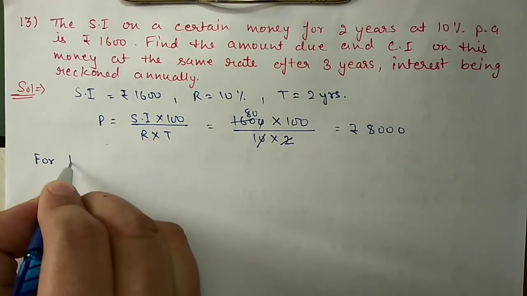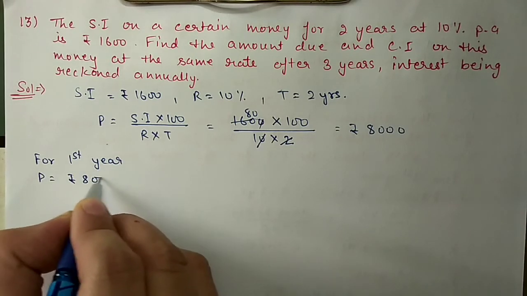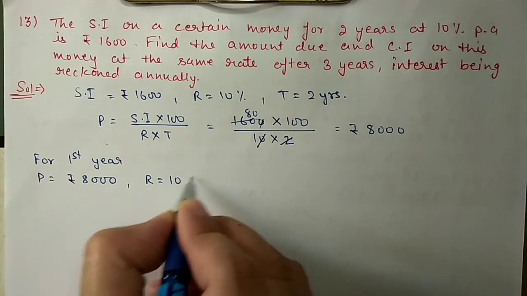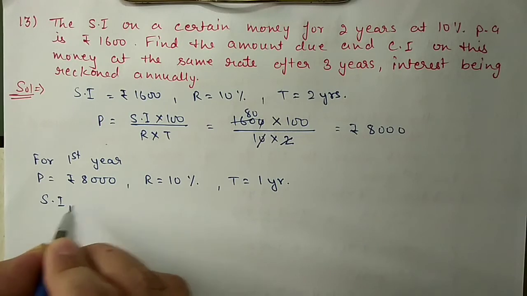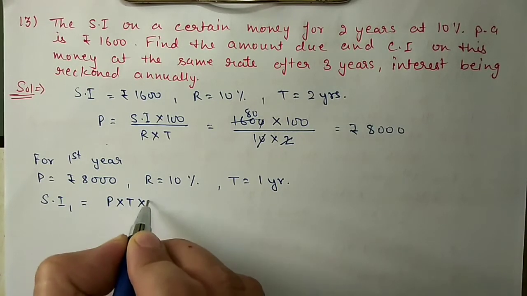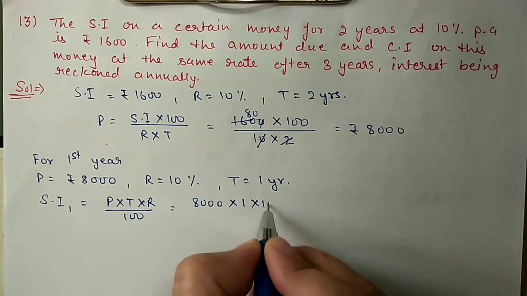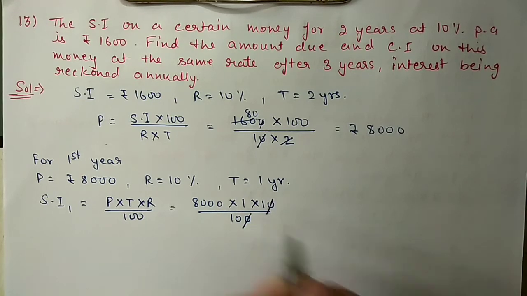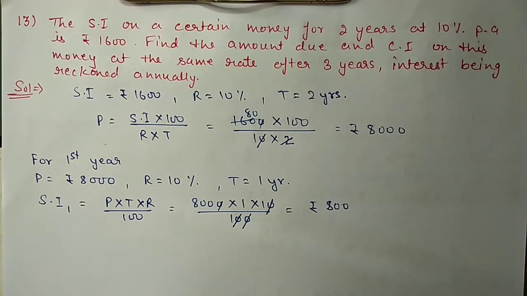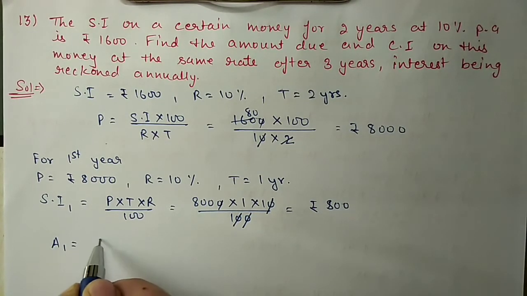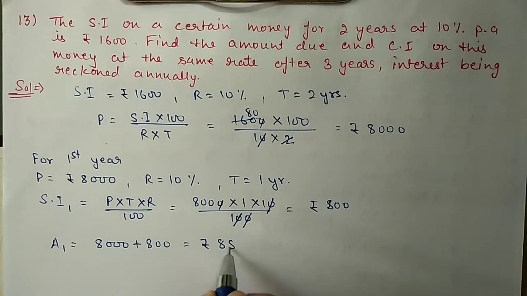For the first year, principal will be 8,000 rupees. Rate of interest is the same, 10%. Time we will take 1 year. So simple interest for the first year will be P into T into R by 100, 8000 into 1 into 10 divided by 100. 10 we can cancel out here and 1 here. So simple interest for the first year is 800 rupees. So the amount by the end of the first year will be 8000 plus 800, which is equal to 8800 rupees.